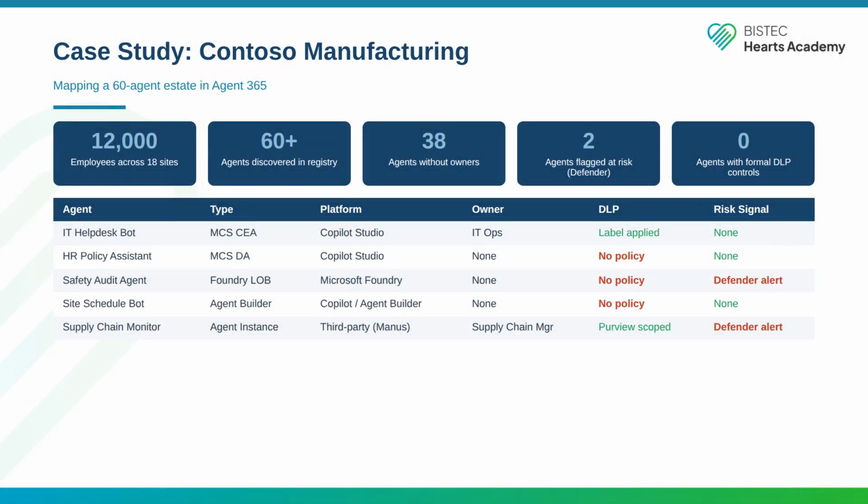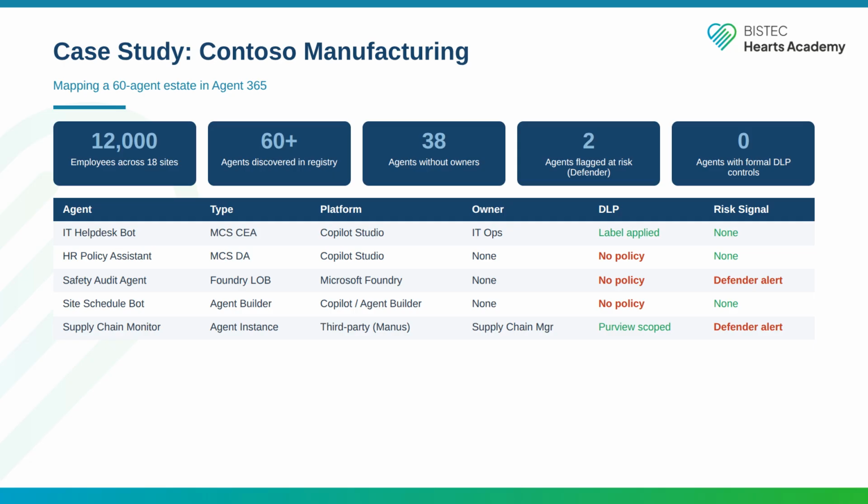Contoso Manufacturing is a 12,000 employee industrial organization operating across 18 sites. They activated Agent 365 and ran a registry sync and discovered more than 60 agents running across their tenant. Nobody had a complete picture of this estate before the sync. 38 of those agents have no owner assigned.